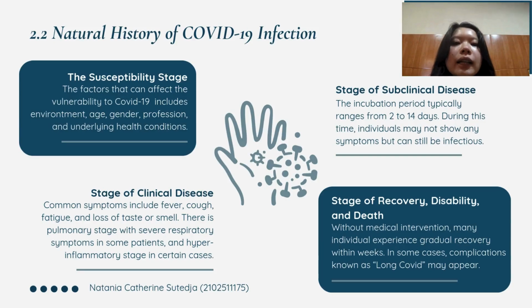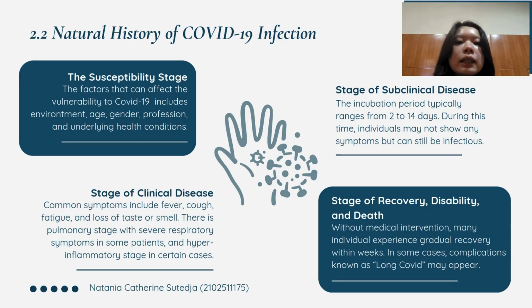Hello everyone, my name is Natania Catherine Studio, with the last three digits of number 175, and this is the natural history of COVID-19. This starts from the susceptibility to infection. There are a few factors that affect the vulnerability to COVID-19, including environment, age, gender, profession, and underlying health conditions. Research indicates that older adults, particularly over 75 years old, and individuals with compromised immune systems are at higher risk for severe disease outcomes. Gender disparity has also been noted, with males representing a higher portion of reported cases.